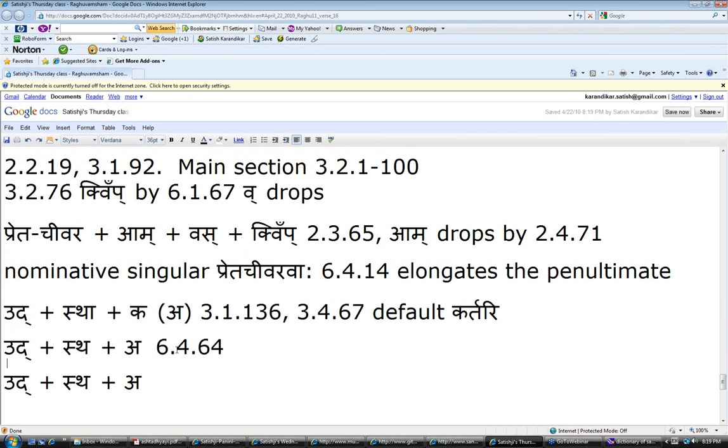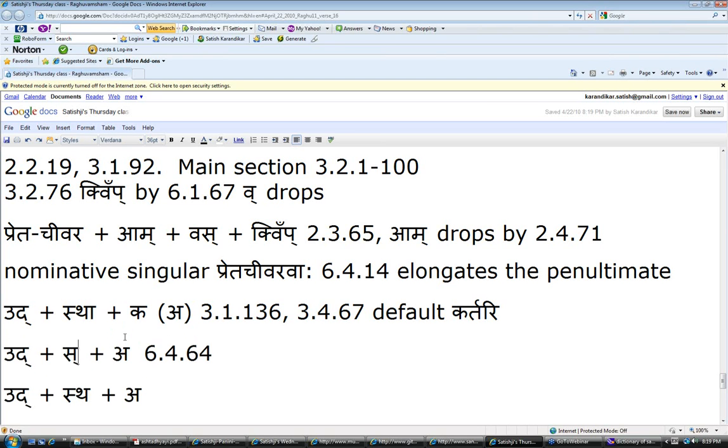Satish, we need a halanta after the thakara? Yeah, I messed that up. I got it now. Okay, and the same thing down here. But you know what? Now I can combine these. So utstha, and then make this into a ta. So that was karicha. Okay.